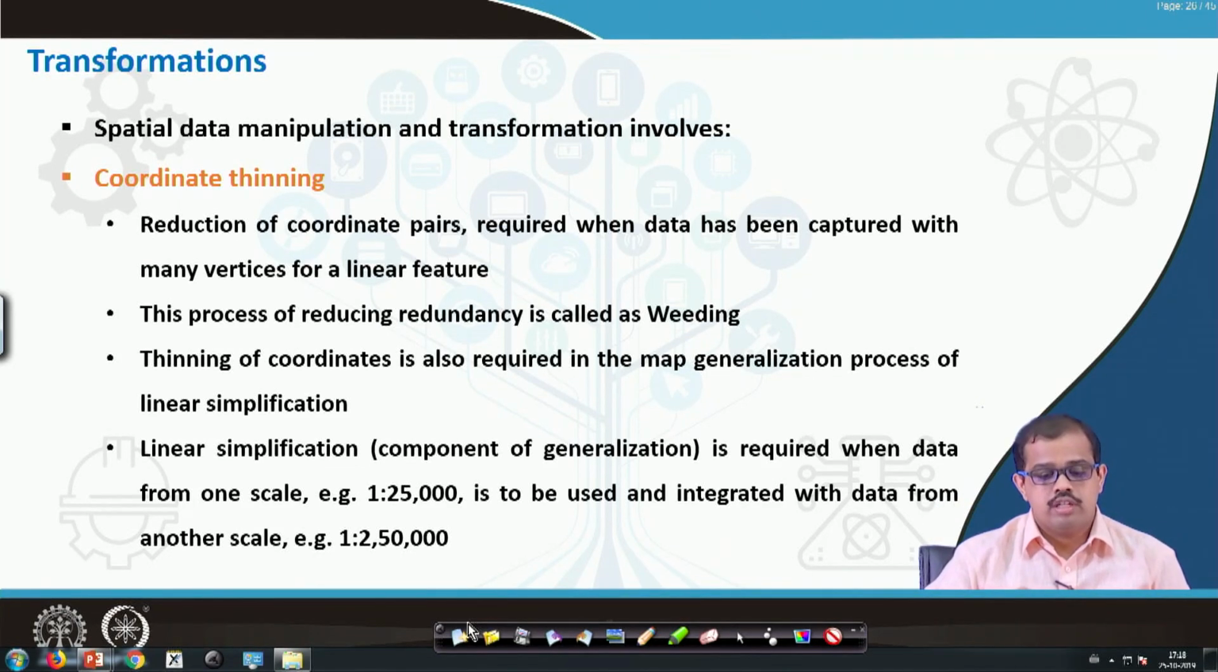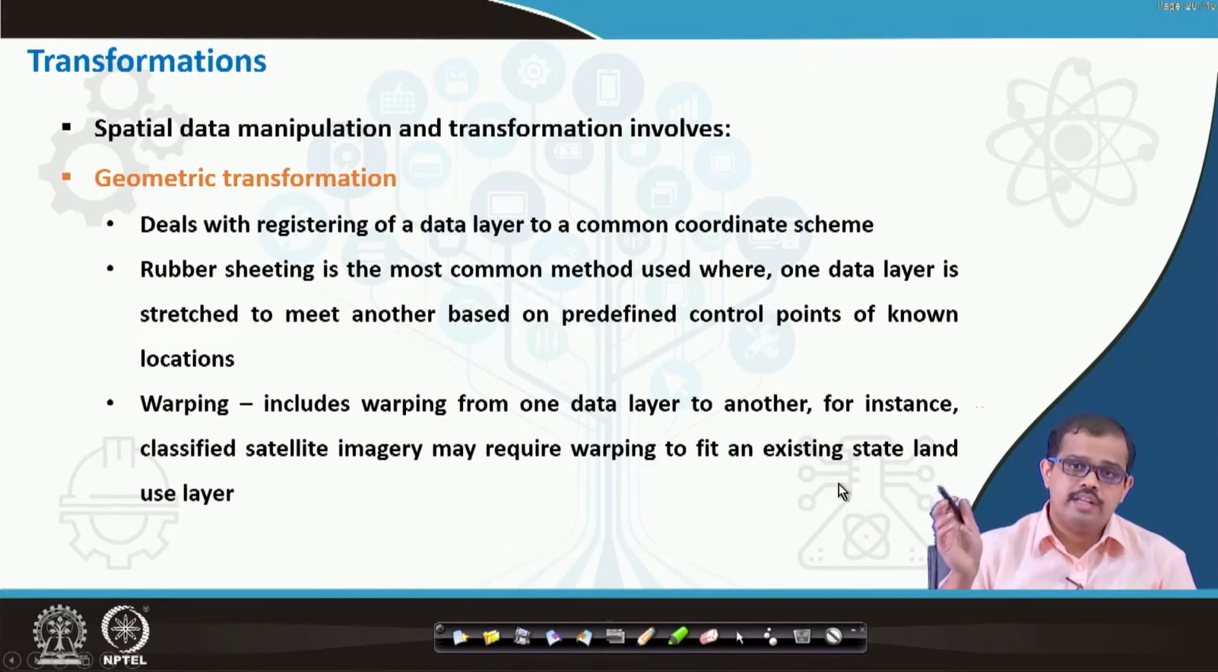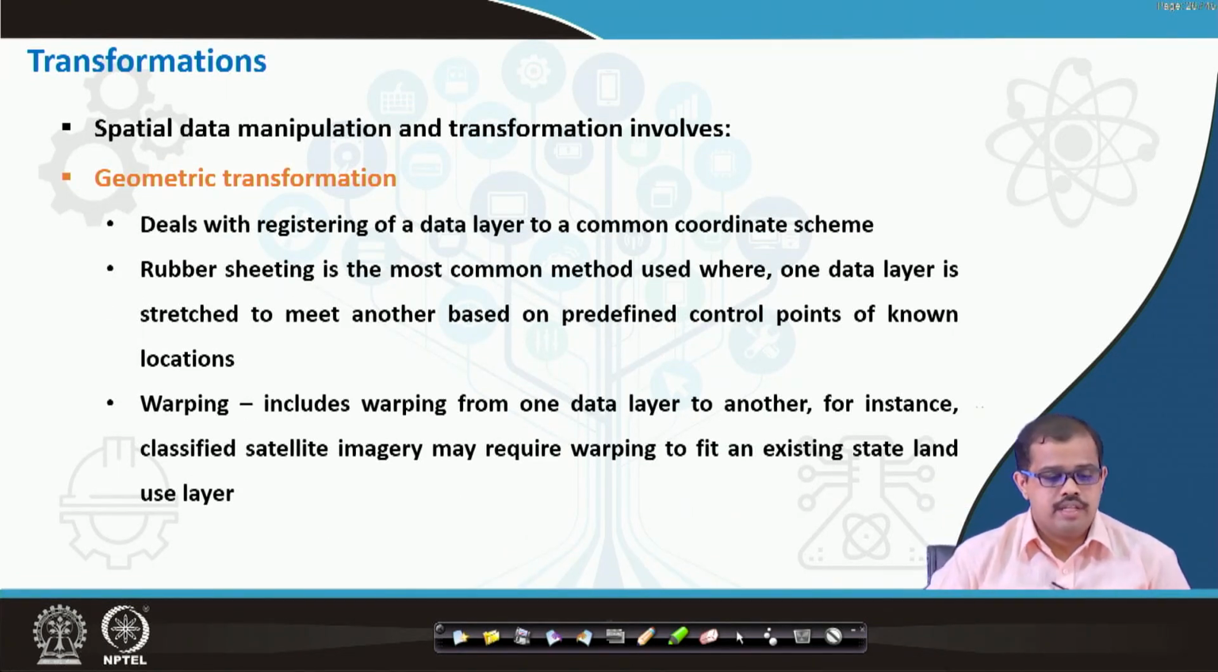Thinning of coordinates is also required in the map generalization process of linear simplification. Linear simplification is required when data from one scale, for example 1:25,000, is to be used and integrated with data from a 1:250,000 image, so a coarser image versus a highly detailed image. Then you need a linear simplification of features. So that is one way of transformation: first is weeding it out and looking at the linear simplification.